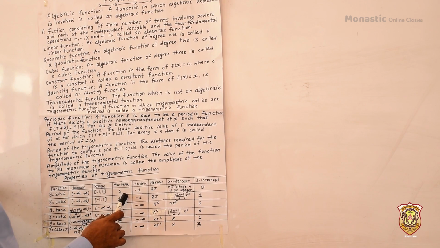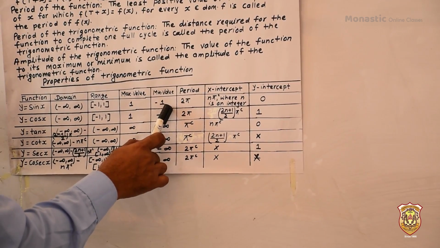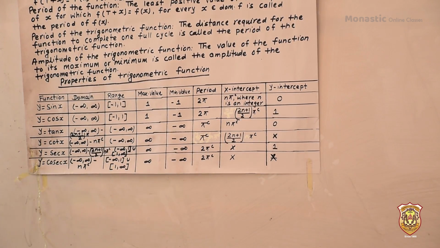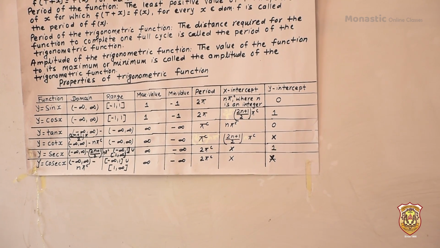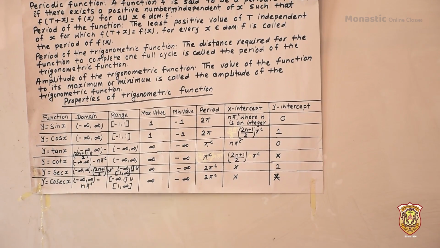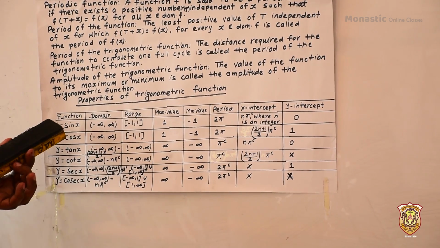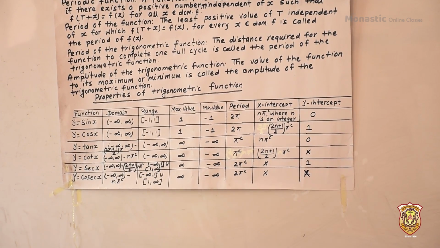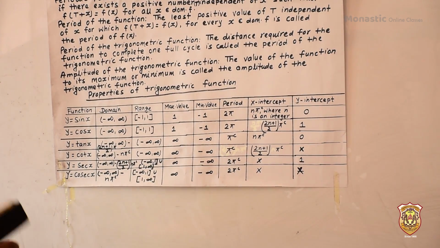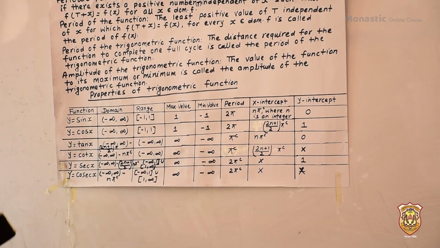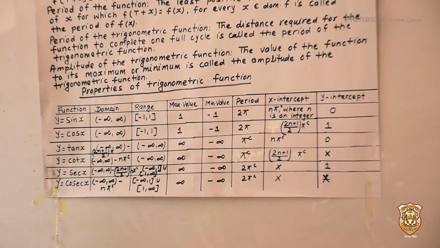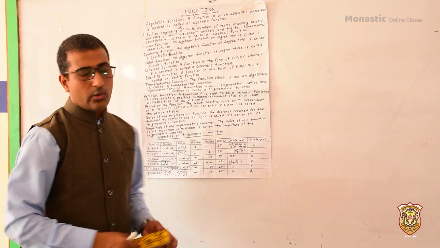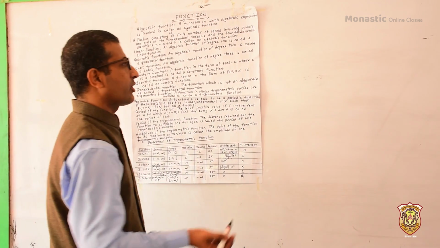The maximum value of the sine function is 1. The minimum value is -1. The period is 2 pi. X-intercept is there, Y-intercept is there. What is the X-intercept? What is the Y-intercept? If you put the X value as 0, the value of Y you get is the Y-intercept. If you get Y equal to 0, the value of X you get is the X-intercept. You have to remember these things first. All these things will be required in the first exercise. Tomorrow we will discuss the 1 mark questions. Now we are going to the important things in this exercise.